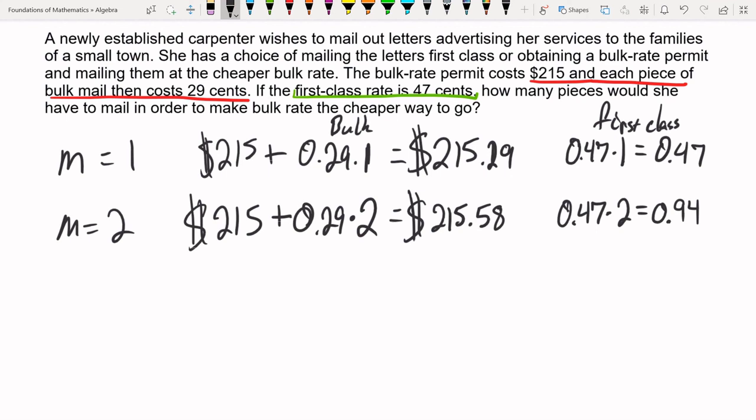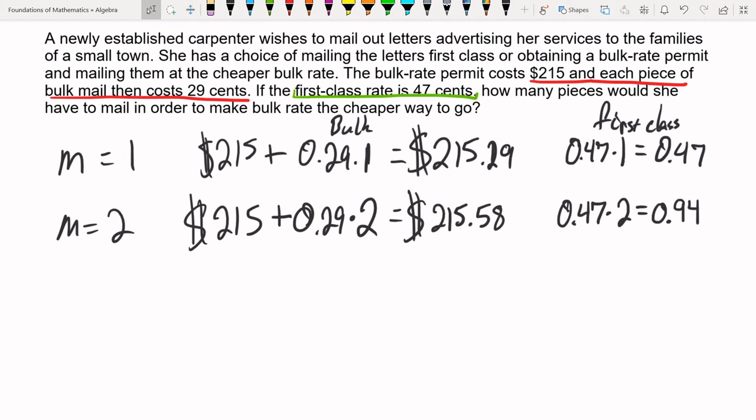So at what point does it shift? Okay, it shifts when the bulk rate equals the first class rate. So if we know when they're equal, we know when, if you have more mail than that equal point, the bulk rate's going to be cheaper. And if you have less, well, the first class would still be cheaper. I've just shown that. So we're looking for when the mail is more than that equal point. So the equal point's the key thing here. How do we find the equal point?